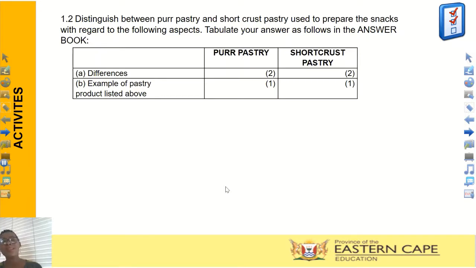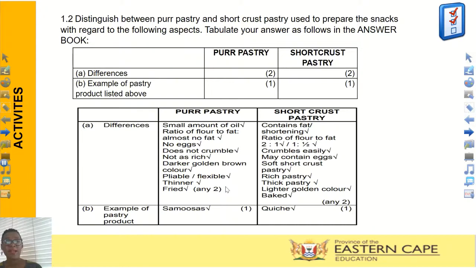Now, you will not in this instance give them common things about each pastry. You must give the differences. Now, this makes it a bit of a middle to higher order question. Okay, so let us look at the response that you would need to put down. A small amount of oil, and then on the opposite side, on the short crust, you will then use fat and shortening, right?